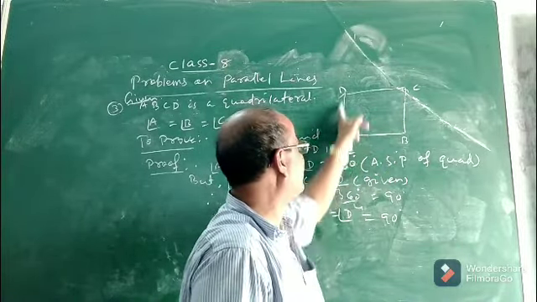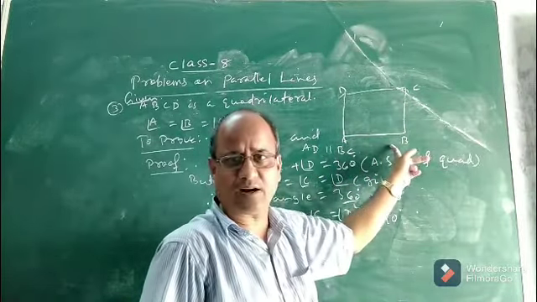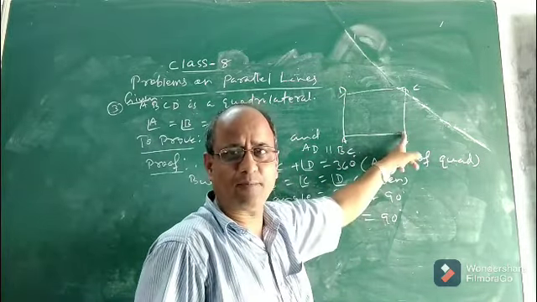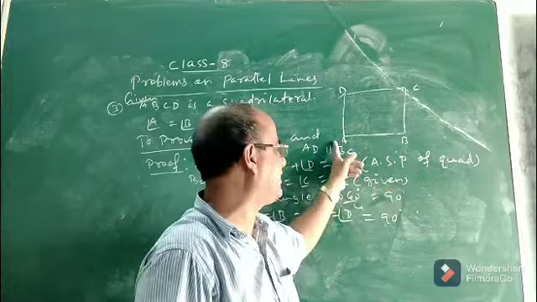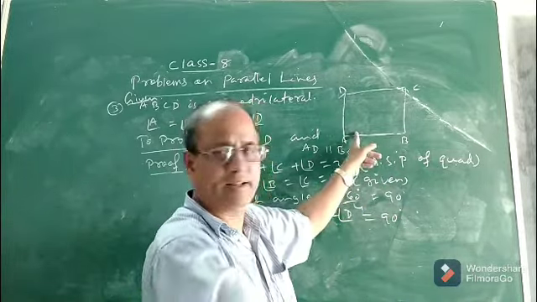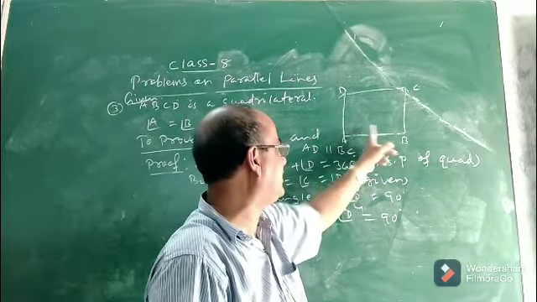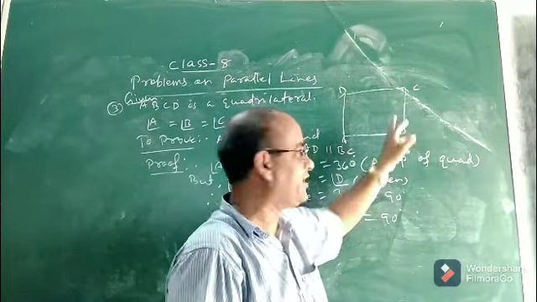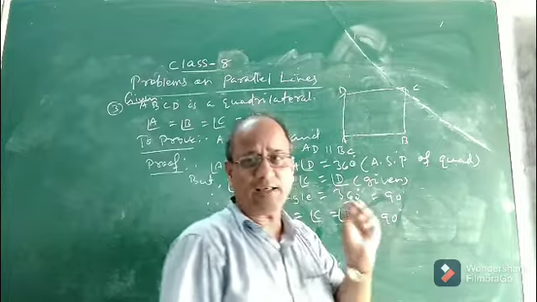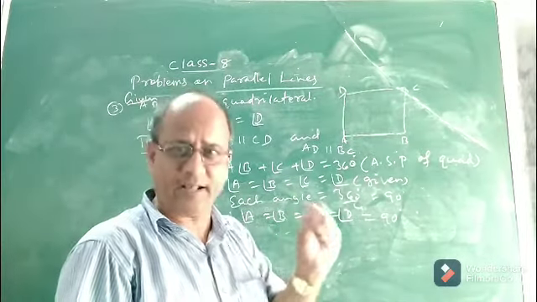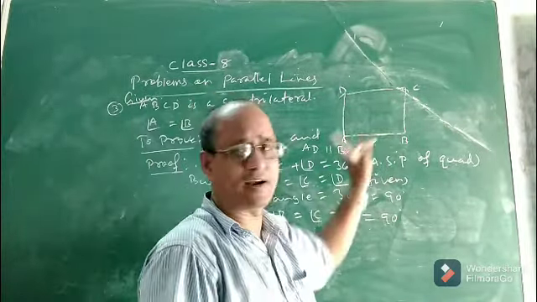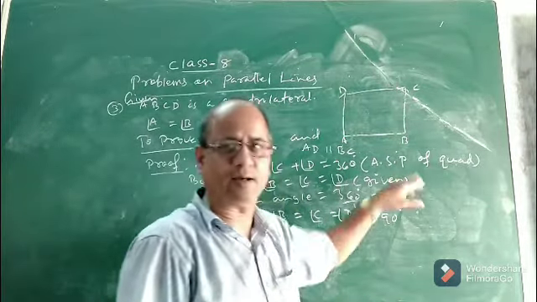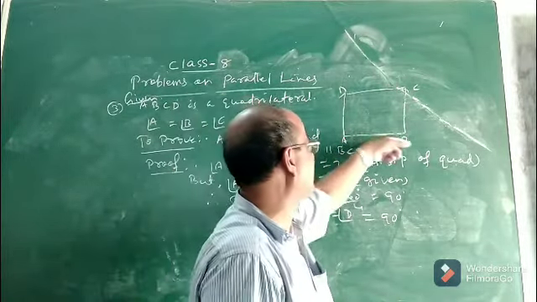Since AB joins AD and BC, no doubt AB is the transversal. And what about angle A plus angle B? It is 180 degrees. So angle A plus angle B is 180 degrees and AB is a transversal joining AD and BC. So we know that if the sum of a pair of interior angles lying on the same side of the transversal is supplementary, then AD and BC are parallel. So we can apply this logic to prove that AD and BC are parallel.